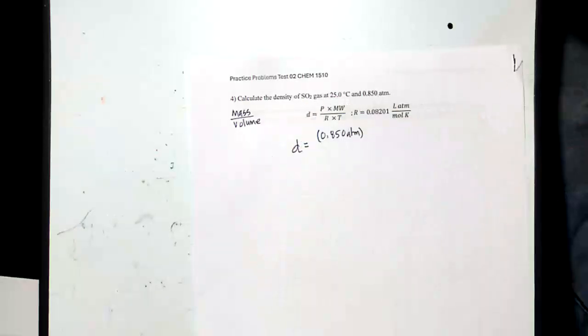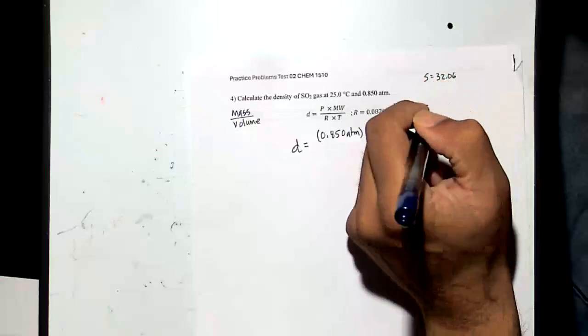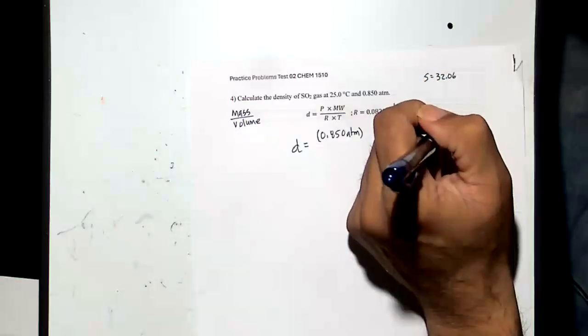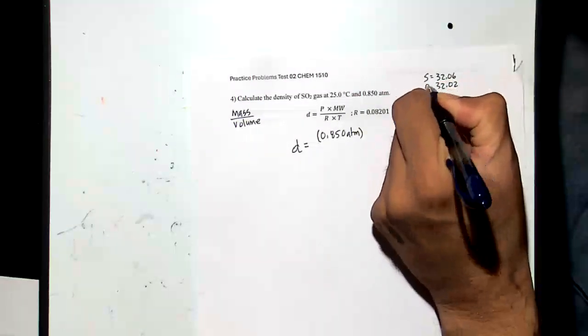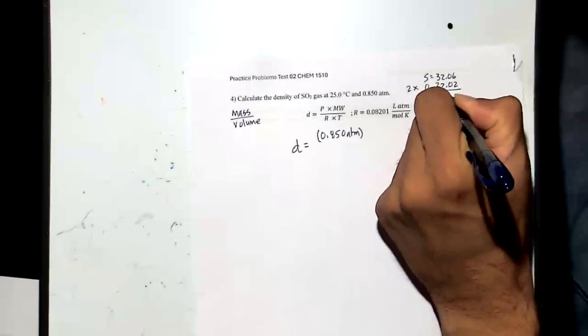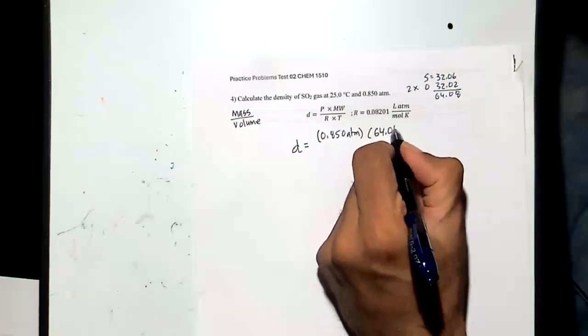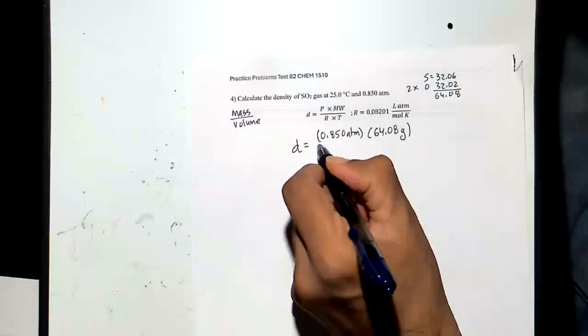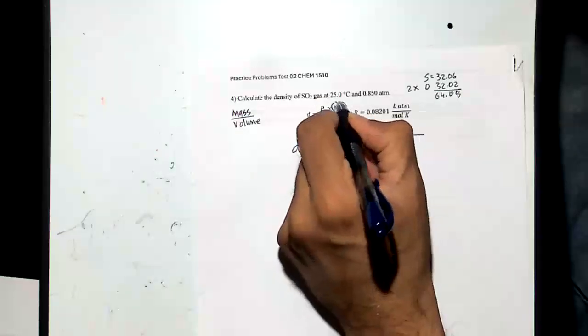The molecular weight. What is the molecular weight of SO2 gas? What is sulfur here? S would be about 32.06. Oxygen is about 16. 16 times 2 would be 32.02. So about 64.08 grams per mole. Get your periodic table also for the exam. This is the molecular weight.